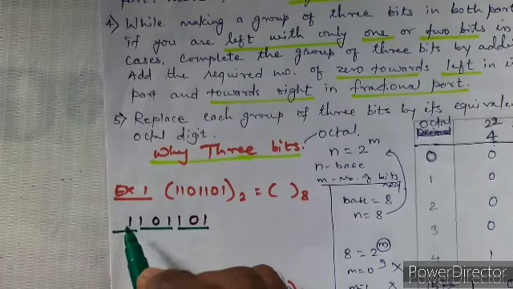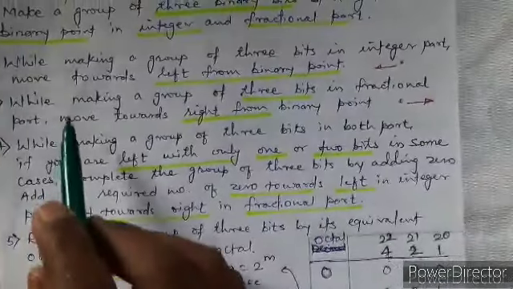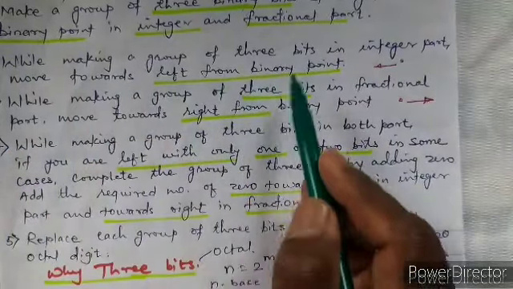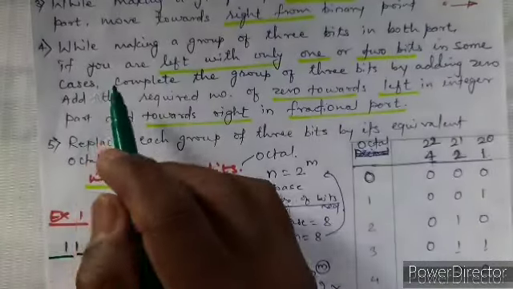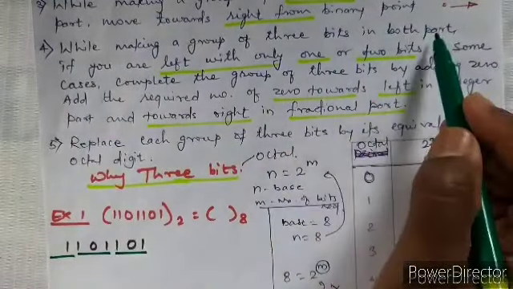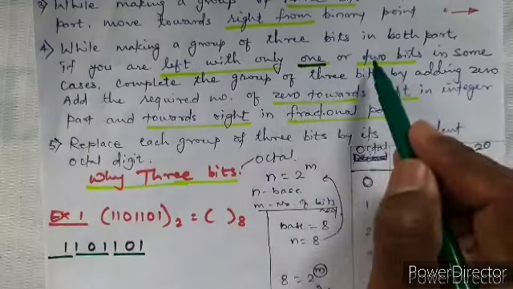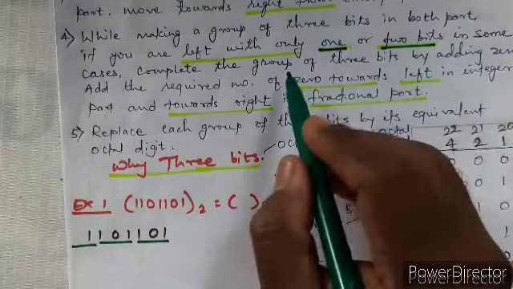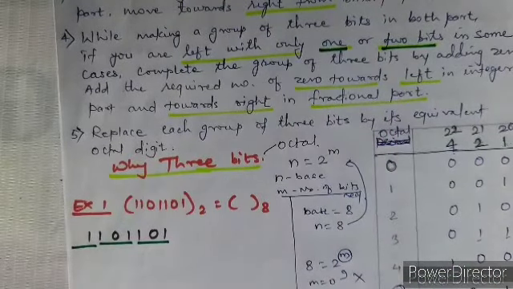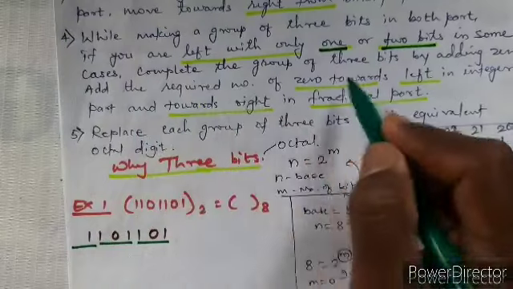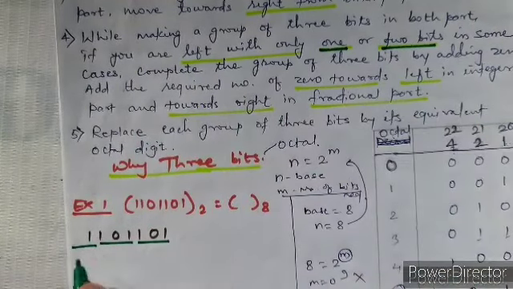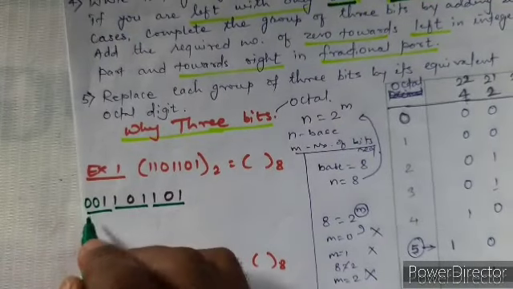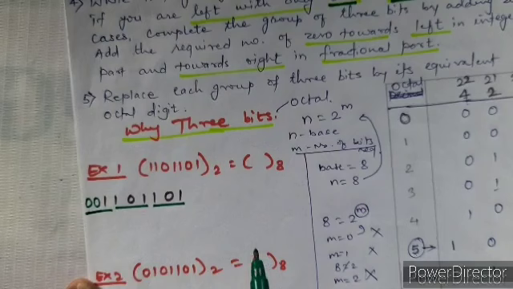Now, if I want to make the 3 bits as said here: while making groups of 3 bits in the integer part, move towards the left of the binary point. We have done that. Now while making groups of 3 bits in both parts, if you are left with only 1 or 2 bits, and here we are left with only 1 bit, complete the group of 3 bits by adding 0, right? So add the required 0s towards the left in the integer part. So 2 zeros are required. I add these 2 zeros here. Okay, now the groups are complete.